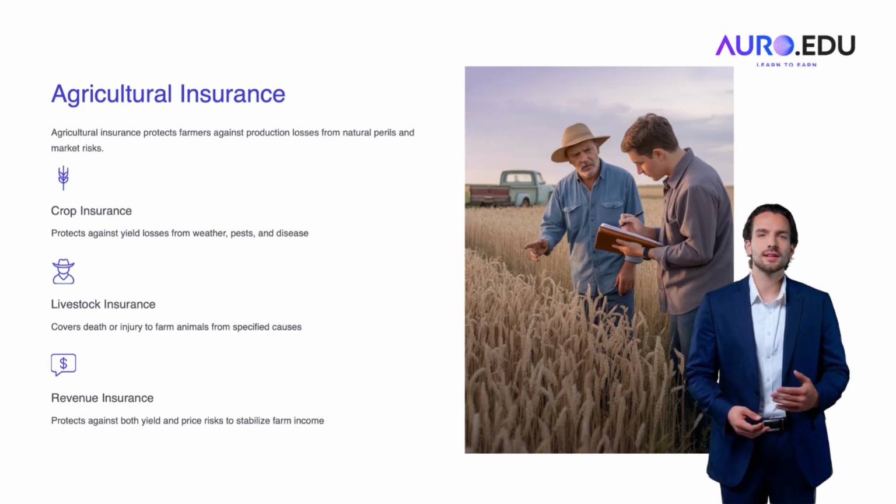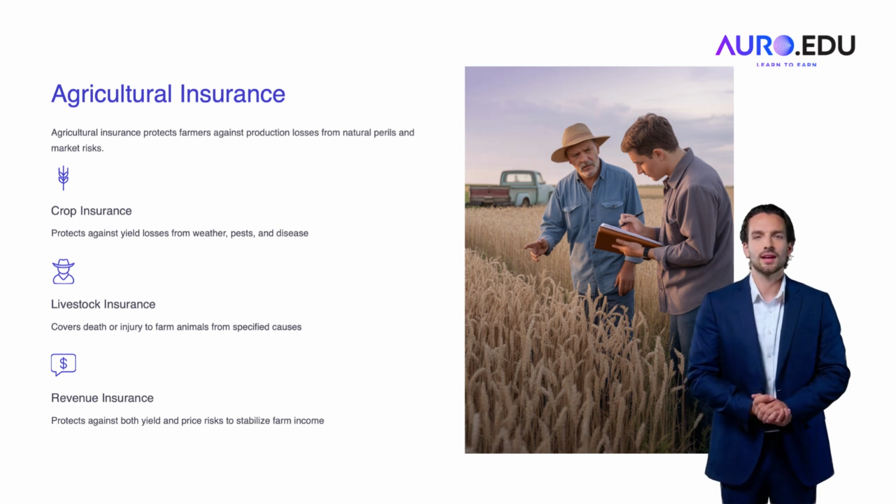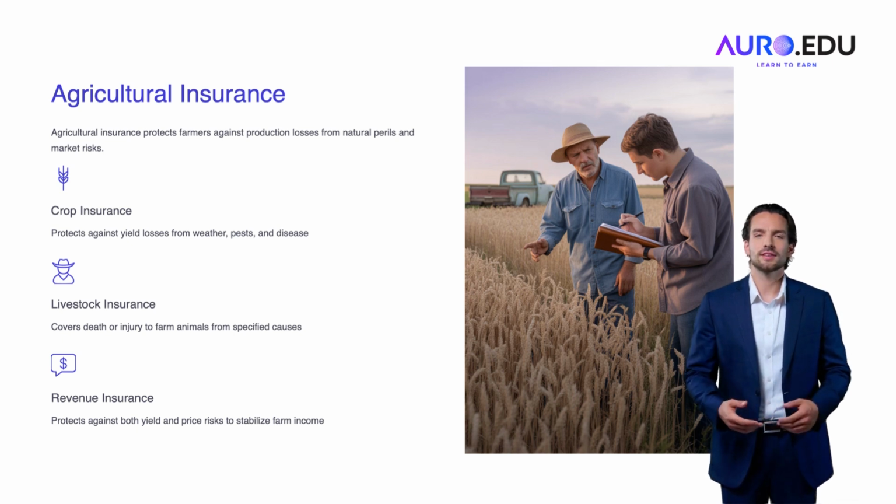Agricultural insurance. This protects farmers from weather, pest, and market risks. Types include crop, livestock, and revenue insurance. Challenges include systemic risk, like drought affecting many farmers at once, and moral hazard, less incentive to prevent losses. Governments often subsidize premiums because agriculture is vital for food security and rural livelihoods.